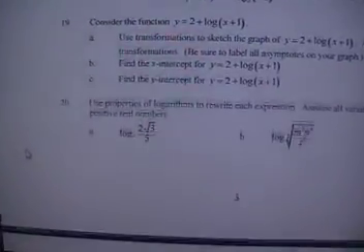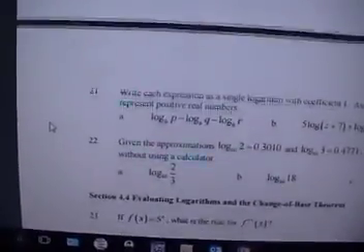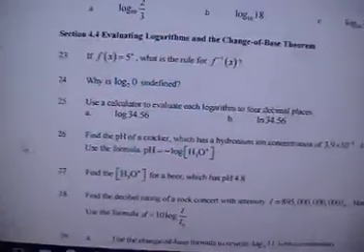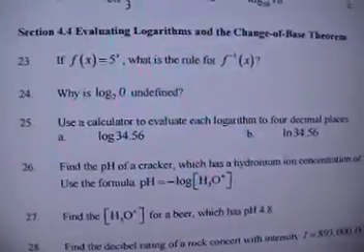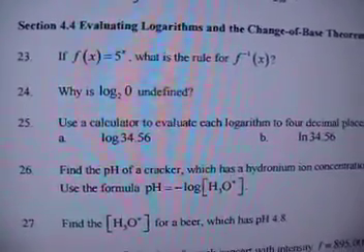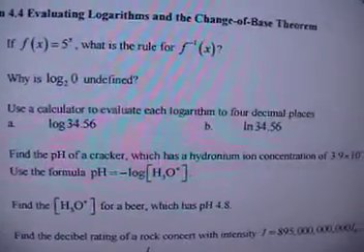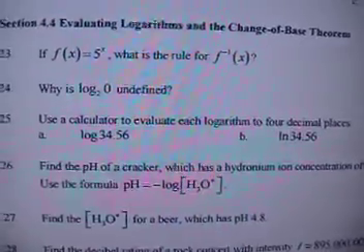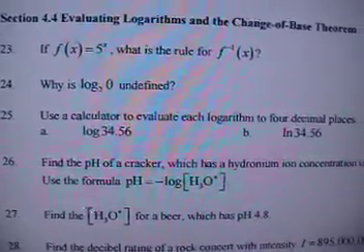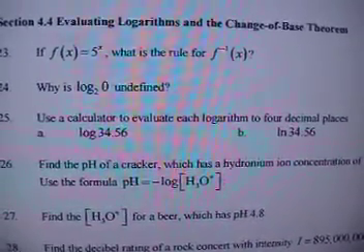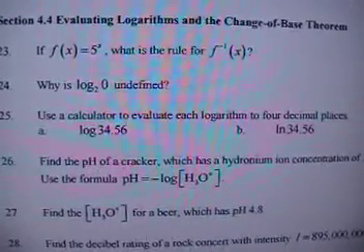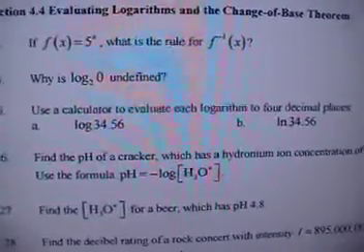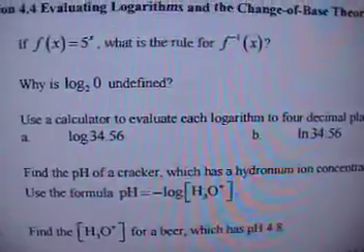Okay, jump down to 25. Here's 2 kind of easy ones if you have a calculator that can do this. Use a calculator to evaluate each log to 4 decimal places. And the point of this is they want to teach you about common log and natural log. A base of a log can be any positive number, so there's literally an infinite number of bases. But there's 2 special ones.